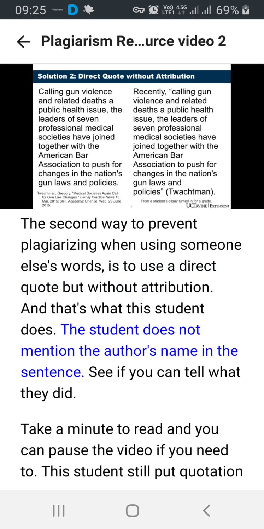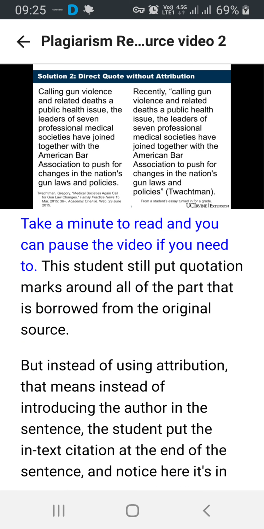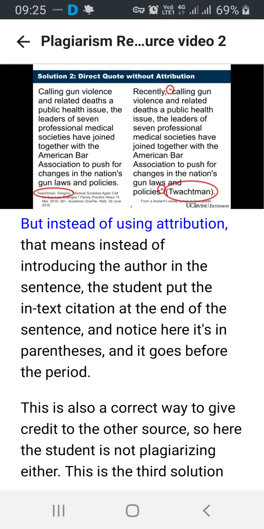The student does not mention the author's name in the sentence. See if you can tell what they did. Take a minute to read, and you can pause the video if you need to. The student still put quotation marks around all of the parts that are borrowed from the original source. But instead of using attribution, that means instead of introducing the author in the sentence, the student put the in-text citation at the end of the sentence. And notice here it's in parentheses and it goes before the period.